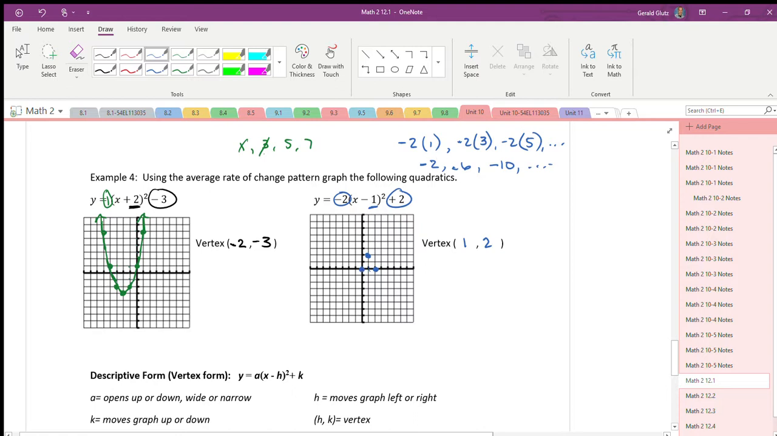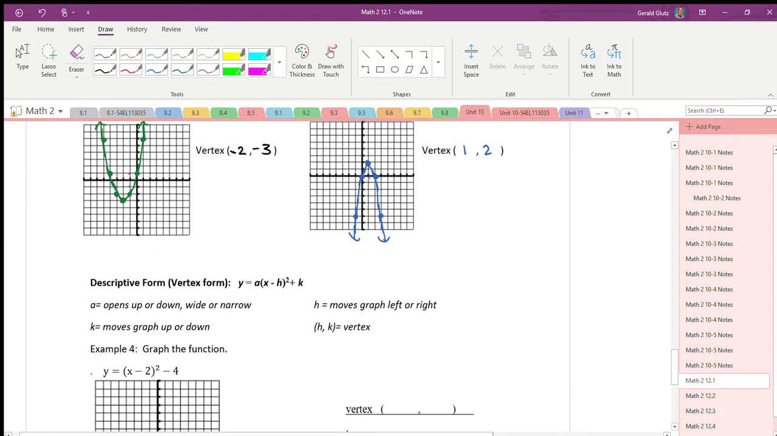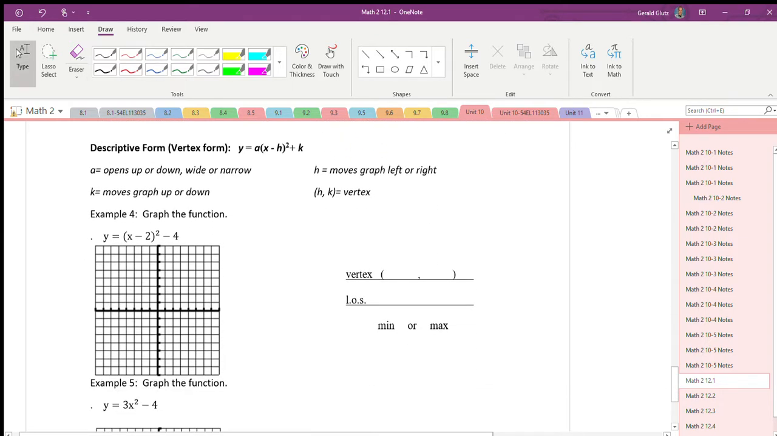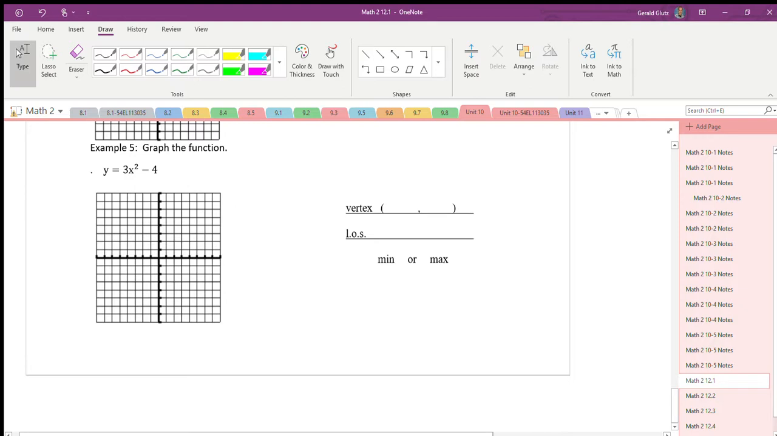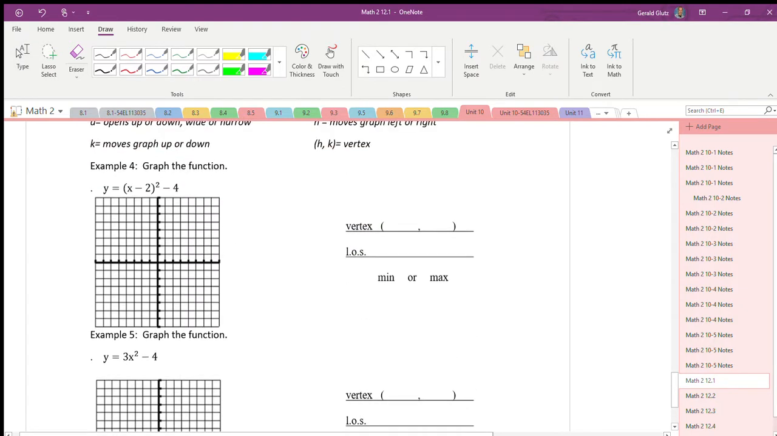Next is -6. So I go down 6, 1, 2, 3, 4, 5, 6, right 1, down 6, left 1. I don't have room to go 10, so that'll be it. And my graph is done. So this is kind of explaining vertex form here. So there's a couple more examples. You guys can do these on your own, but these notes have taken forever, so I'm going to end it right there.